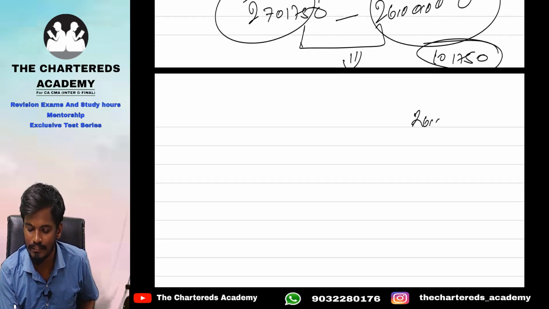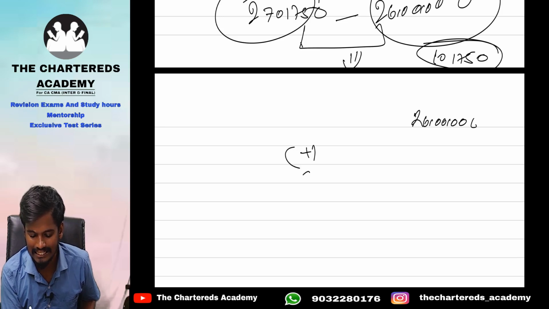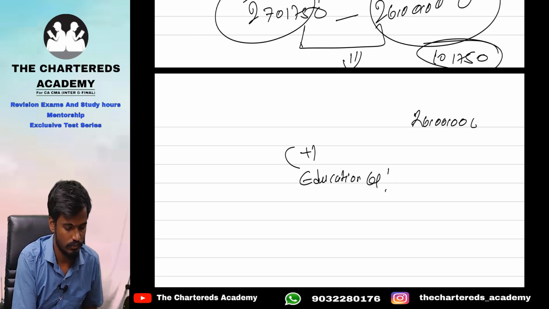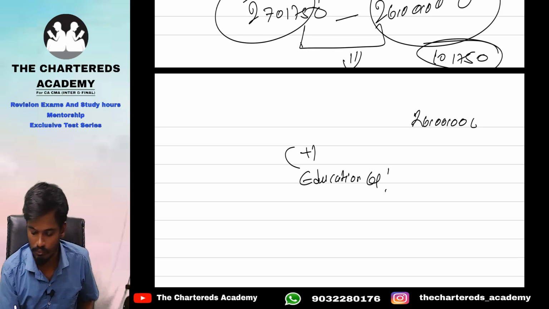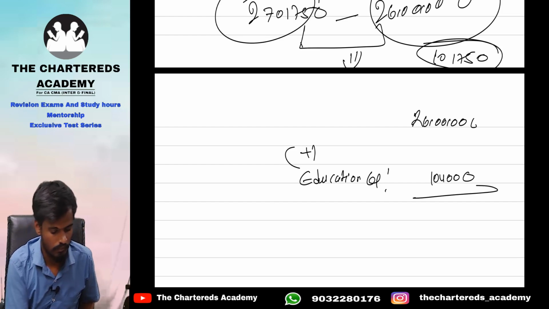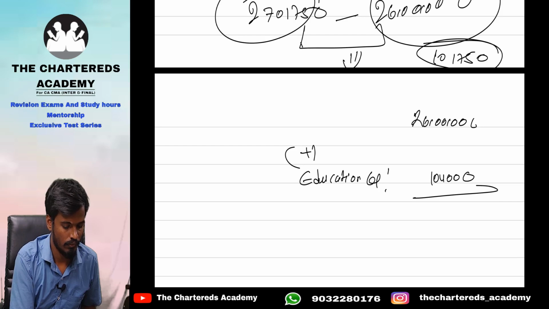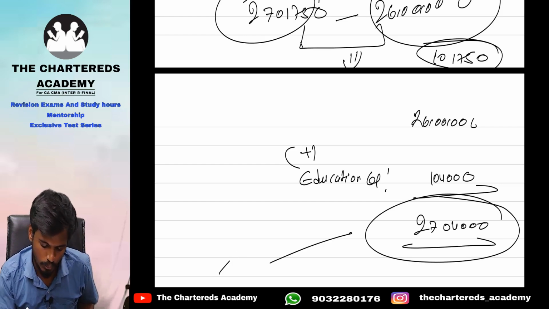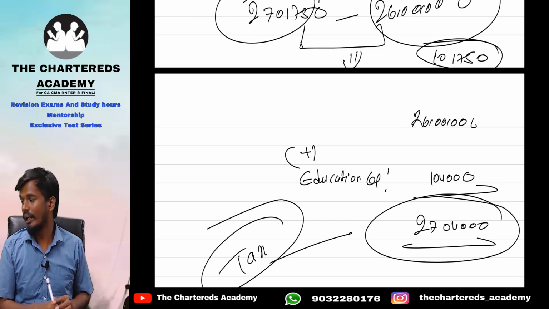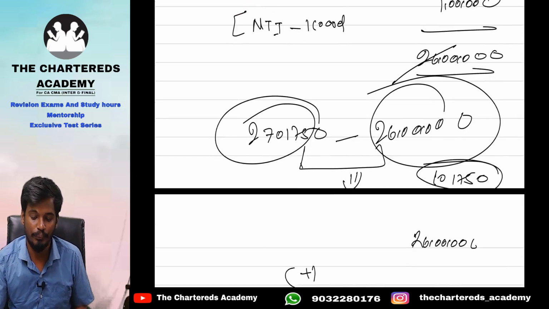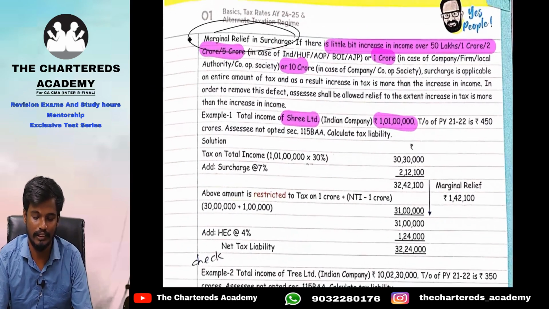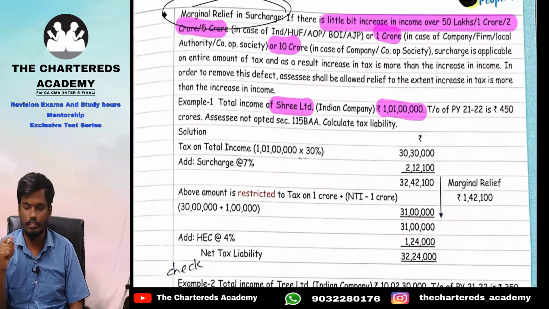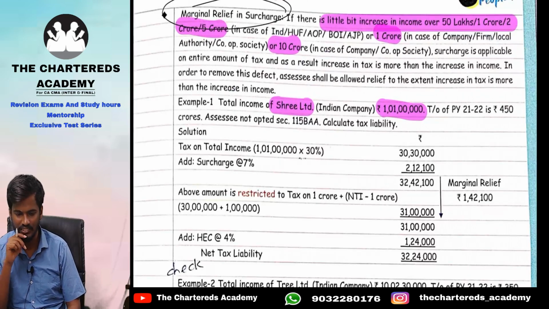Take this 26 lakhs as a base, plus education cess, and that's your total. Okay guys, this is the end of the example. You can check what the marginal relief is. I have given 5 minutes of time. Go and read it.